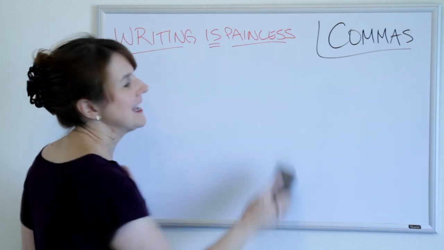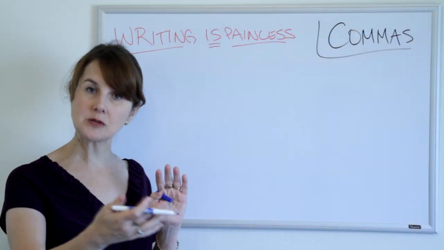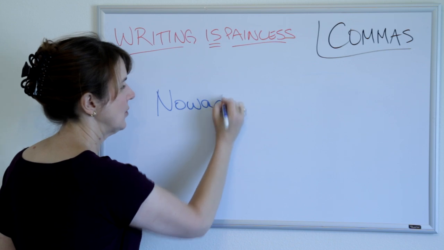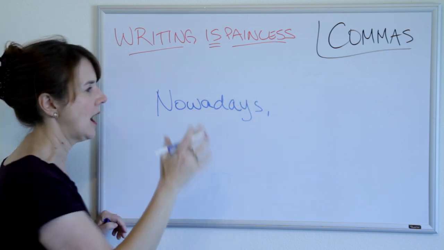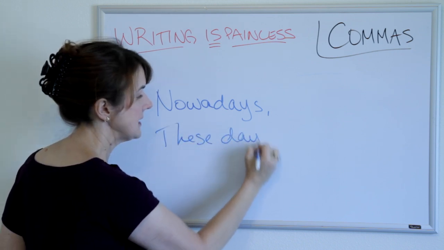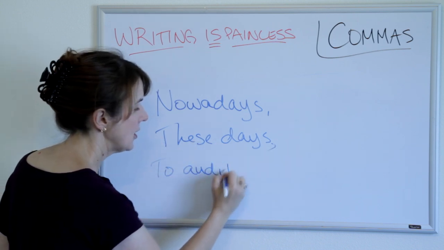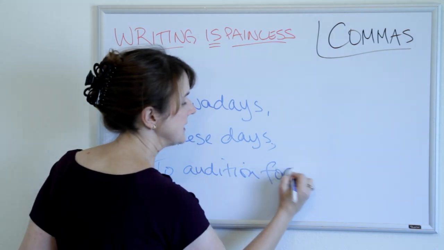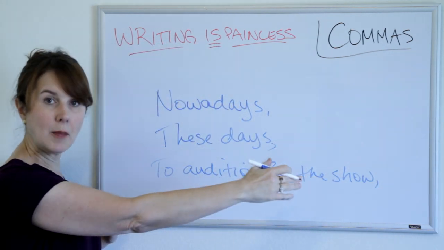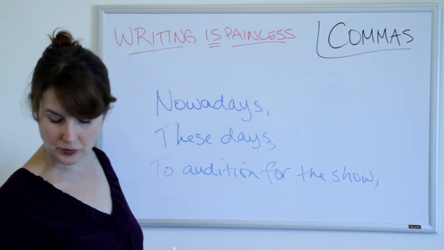The next is the introductory element. Introductory elements are words or phrases that introduce the sentence. It could be just one word: "Nowadays," which is a common word. I don't really like it in writing, but I see it a lot, so why not? That is a single word. It could be a couple of words, like "these days," or a phrase like "to audition for the show." Whatever it is, it's considered an introductory element, and you have a comma that separates it from the main clause of your sentence.